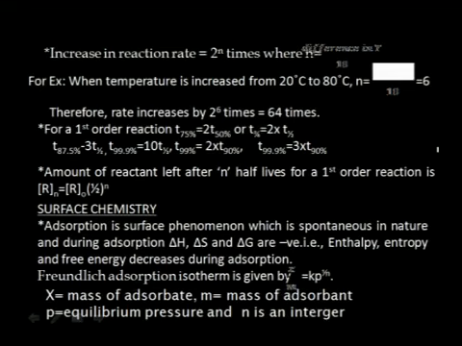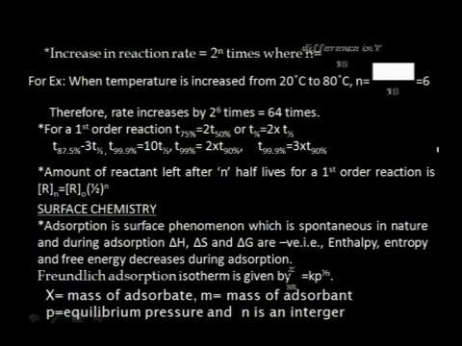And the increase in reaction rate is always given by 2 to the power n times, where n is equal to the difference in temperature divided by 10. For example, when the temperature is increased from 20 to 80 degrees centigrade, n is equal to (80 minus 20) by 10, that is equal to 6. Obviously, the rate increases by 2 to the power 6 times, that is equal to 64 times.